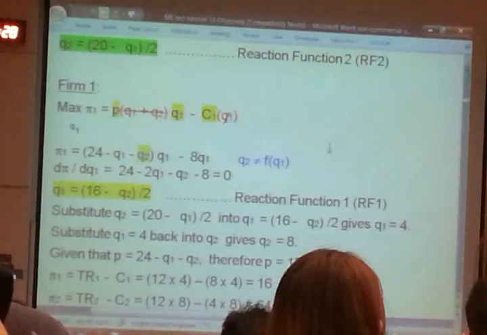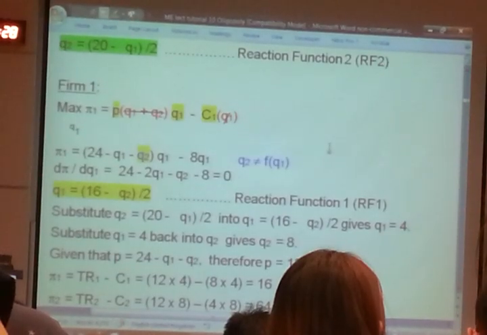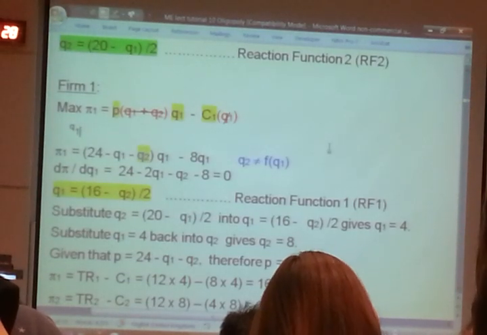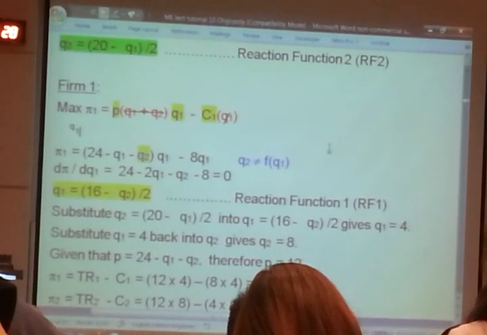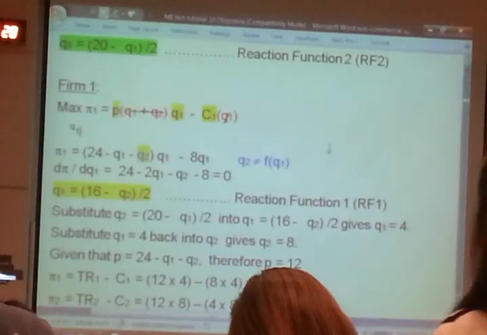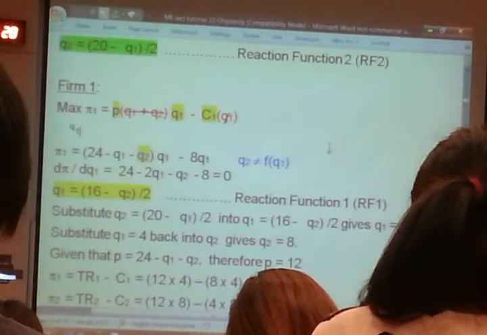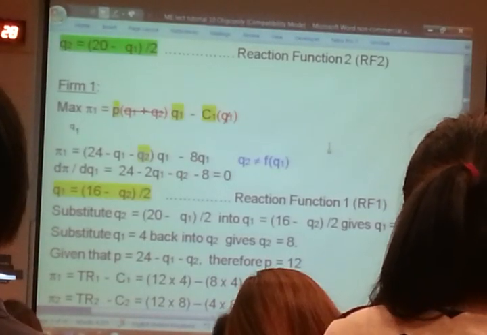So this is the profit maximizing function of firm 1. You call it the reaction function of firm 1. How does firm 1 react? If firm 2 produces 10, firm 1 will produce 3. If firm 2 produces 0, firm 1 will produce 8.